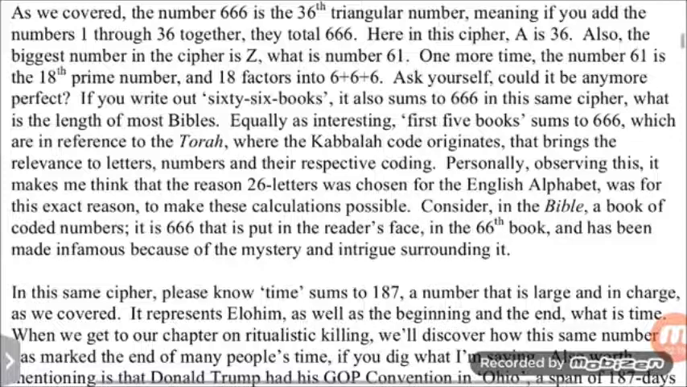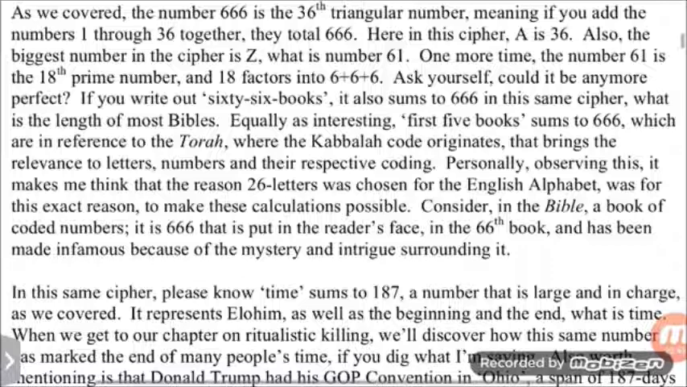Here in this cipher, A is 36. Also, the biggest number in the cipher is Z. What is number 61? One more time, the number 61 is the 18th prime number, and 18 factors into 6 plus 6 plus 6.